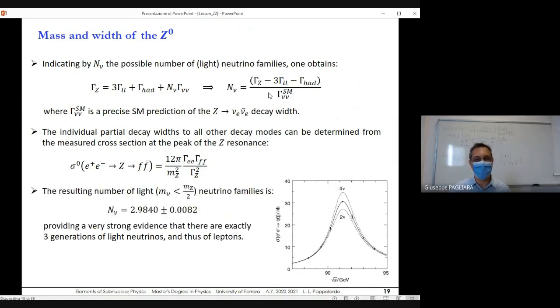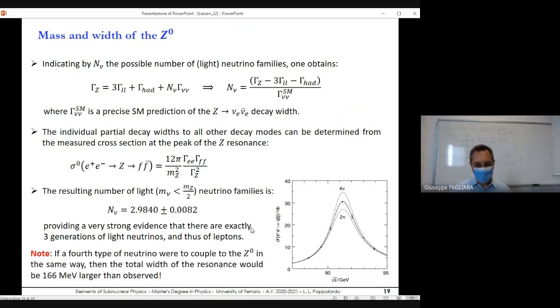The denominator was known from the standard model, and when you take the ratio, you get exactly 3 within the experimental uncertainty. So this was a very strong experimental proof that there exist only 3 families of leptons. If there were a 4th family of leptons, the resonance of the Z would be higher, and even a little wider also. So this would be inconsistent with the experimental data. It would be 166 MeV larger than observed.